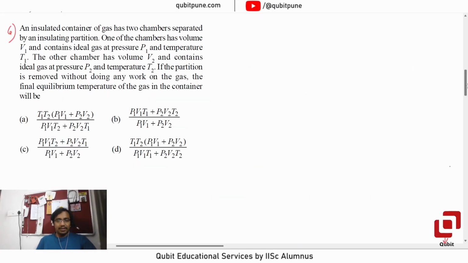An insulated container of gas has two chambers separated by an insulating partition. The words insulated and insulating suggest that the process here has to be adiabatic. Correct? The process, whatever process that is, has to be adiabatic. Q cannot be non-zero. Okay?